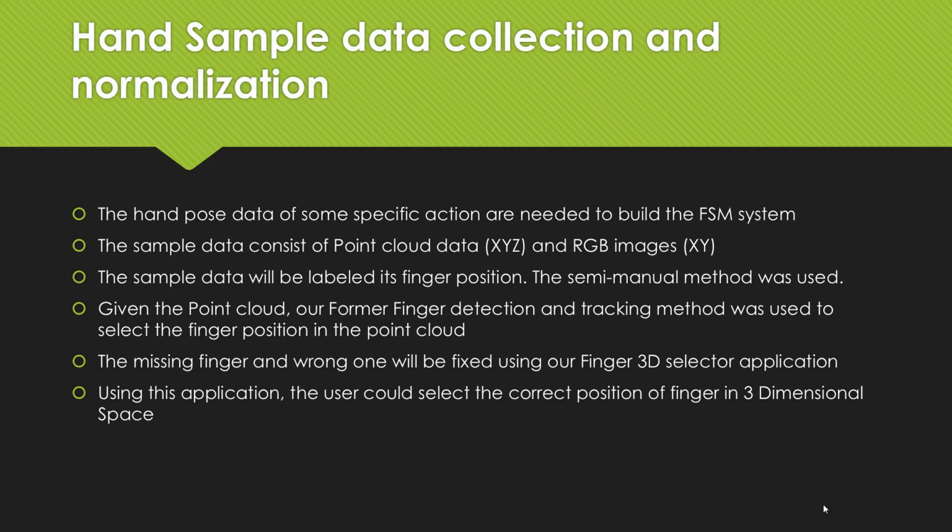Given the point cloud, our previous finger detection and tracking method was used to extract the finger position from the point cloud. The missing fingers and the wrongly labeled fingers will be corrected manually by a human. So we use the finger 3D selector application that we built to fix the finger position and some missing fingers. Using this application, the user can select the correct position of the finger in three-dimensional space.